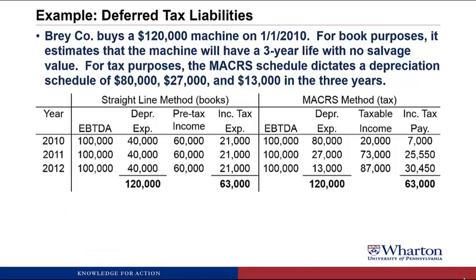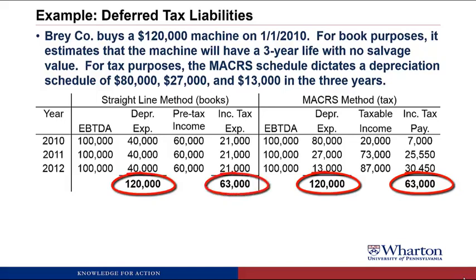So let's wrap up this example by making one more point. If we add up the depreciation expense and the income tax expense on the books, we had a total of $120,000 of depreciation expense over the 3 years, and a total income tax expense of $63,000. Now on the right side, if we add up the depreciation expense and income taxes payable, lo and behold, we get the same totals. So under both tax and books, we recognized $120,000 of depreciation expense over 3 years, and our income tax payable also came out to be $63,000, the same as the income tax expense.